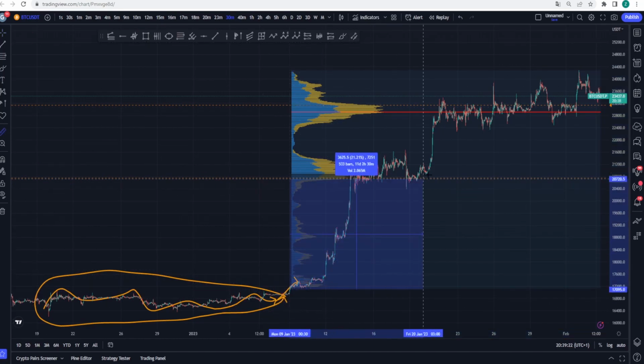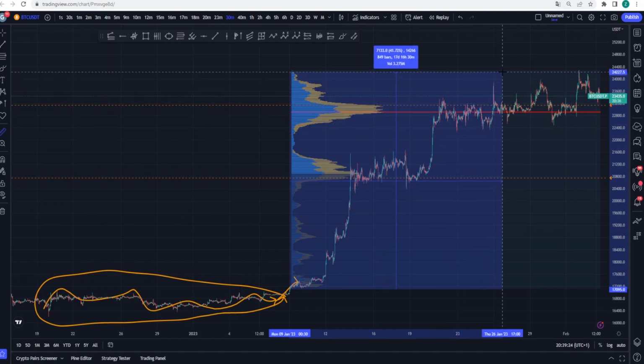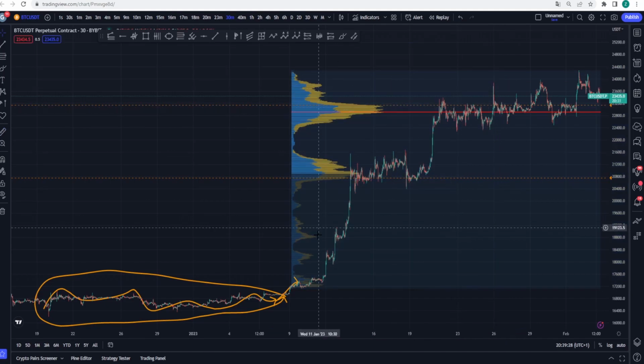So if we take our price move from here to the top, we went up 41%, 42%, right? So in this 42%, what are the levels where people actually bought and sold? And this is what we see using this volume cluster.